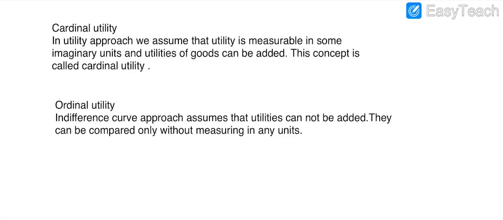Before starting the topic of indifference curve, we have to recall the concept of cardinal utility and ordinal utility. If you remember the last lecture related to cardinal utility, what was cardinal utility? We say that cardinal utility is a utility according to which utility can be measured in units. Like we assume a utilometer that can measure utility in utils.